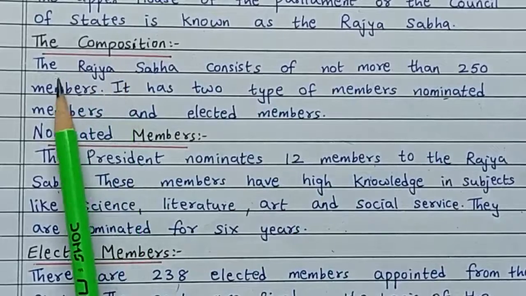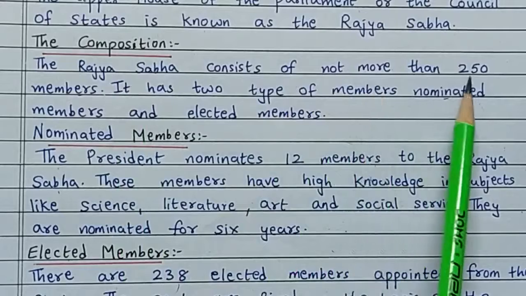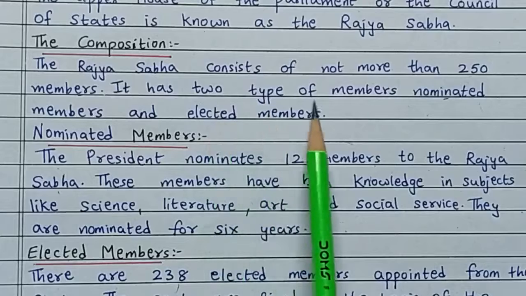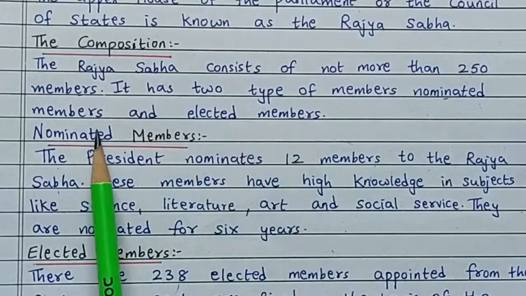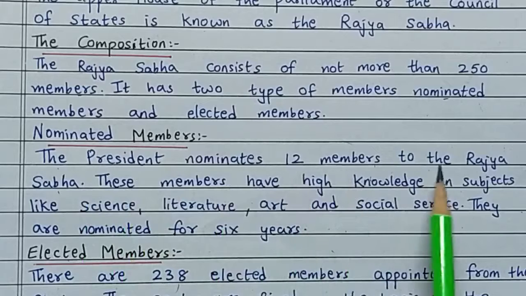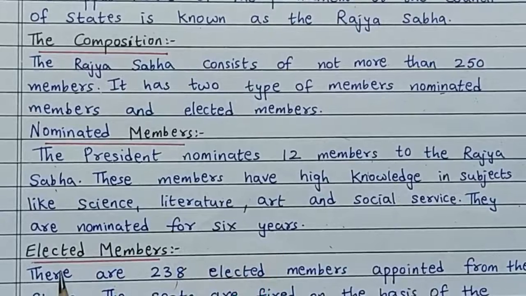The composition. The Rajya Sabha consists of not more than 250 members. It has two types of members, nominated members and elected members. Nominated members. The President nominates 12 members to the Rajya Sabha. These members have high knowledge in subjects like science, literature, art, and social service. They are nominated for 6 years.